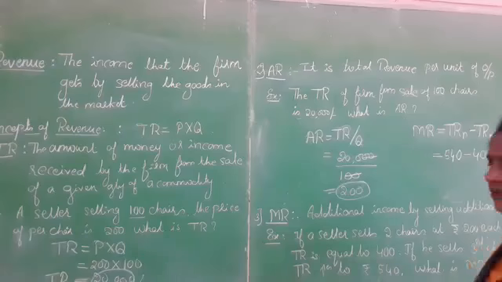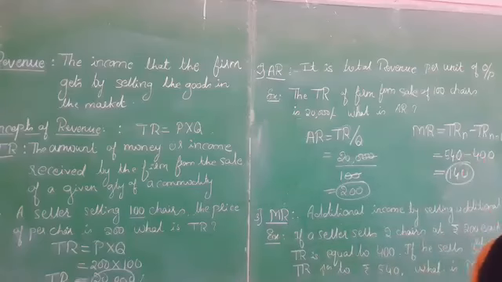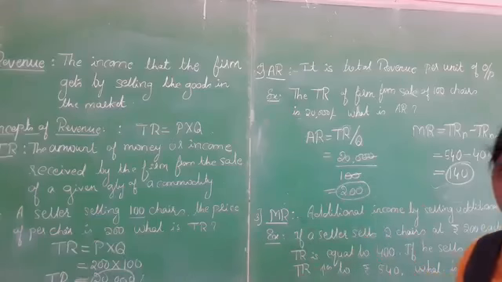What is the revenue of the additional unit? The answer is 140. This 140 is called the marginal revenue. That's why it is called the incremental revenue.